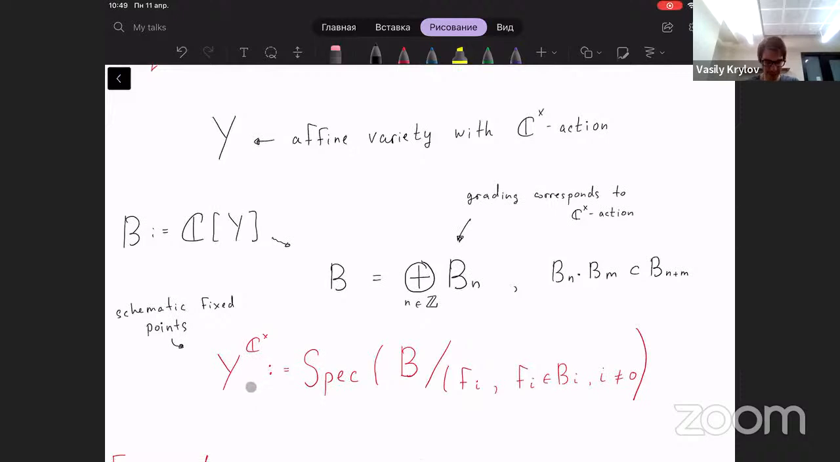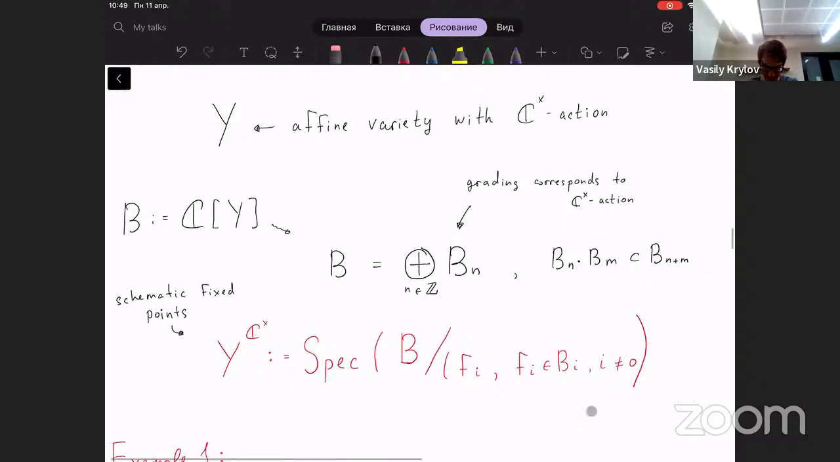These are so-called schematic fixed points. By definition, the schematic fixed points form a scheme whose functions are the quotient of B by all the elements Fi which have degree not equal to 0. Okay. Let me give an example of what this thing is.